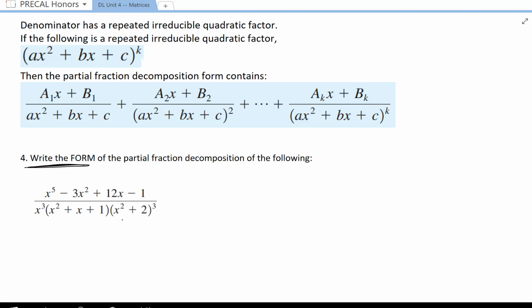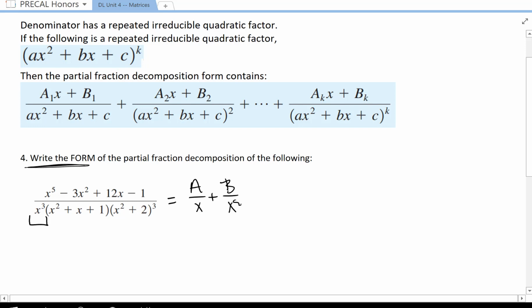We got a lot going on here though, okay? X is happening 3 times. That means one of our fractions needs to have the denominator of x. One of our fractions needs to have the denominator of x squared. Okay. And one of our fractions needs to have the denominator of x cubed. Okay. Then our next factor is an irreducible quadratic factor. So that needs to have the linear numerator of dx plus e, we just keep going with the letters, over x squared plus x plus 1.